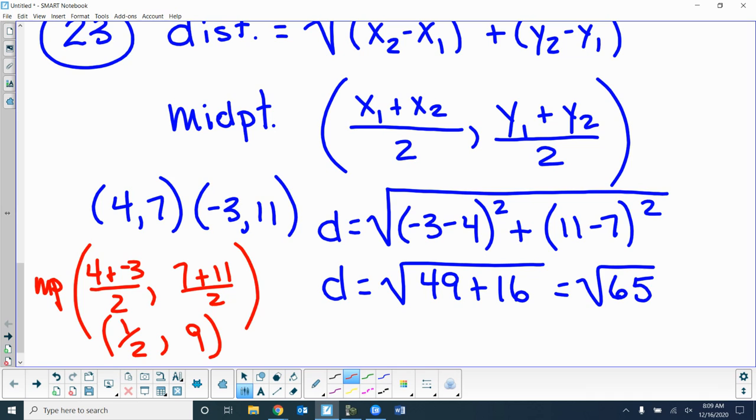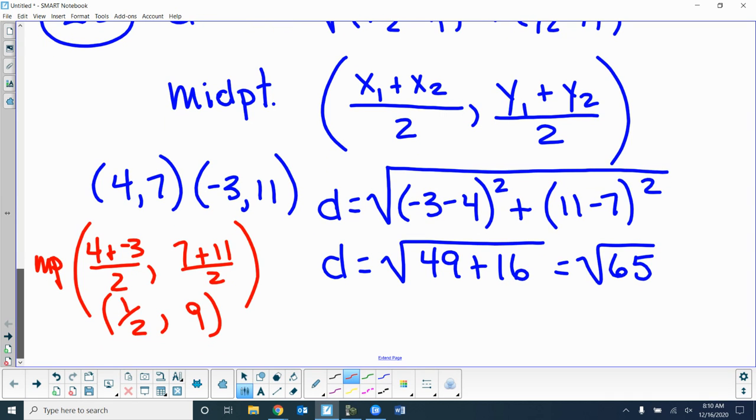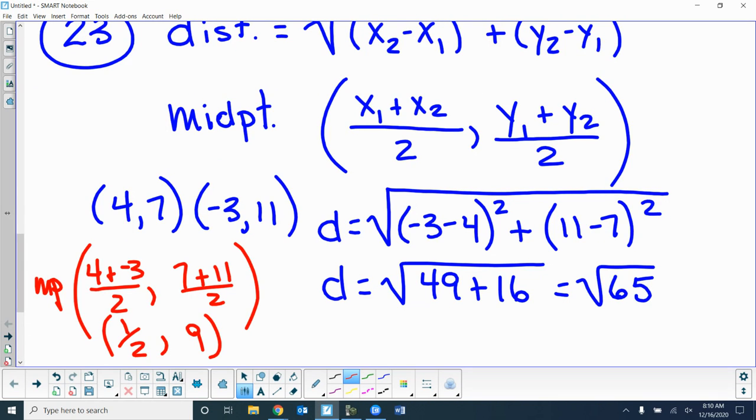Okay with that? Okay, so just use those formulas. So just make sure you have that little note card with you. Just plug in.